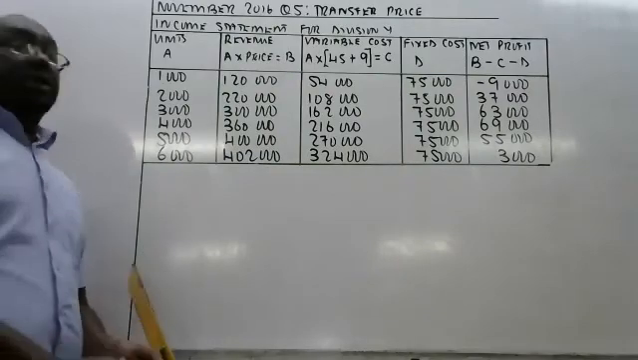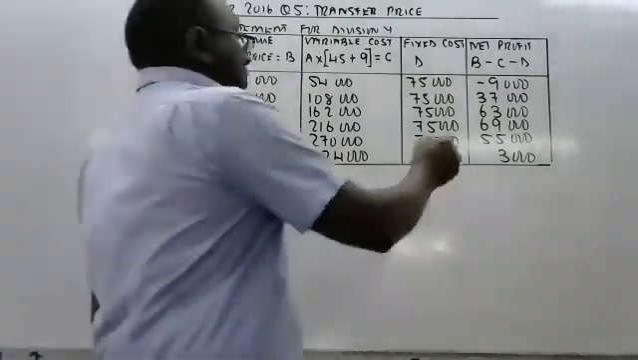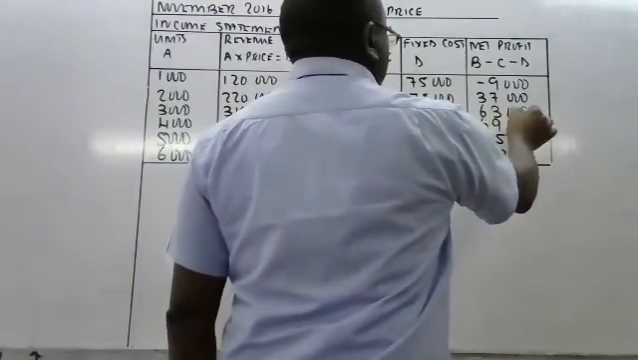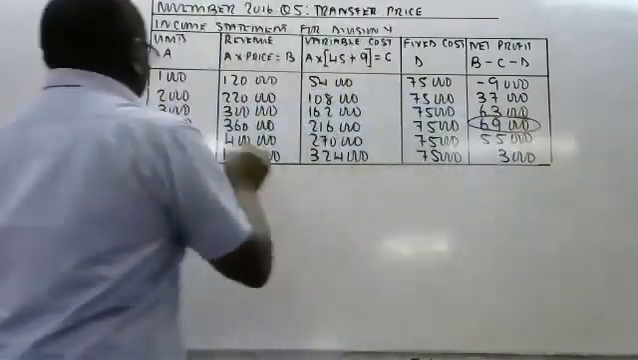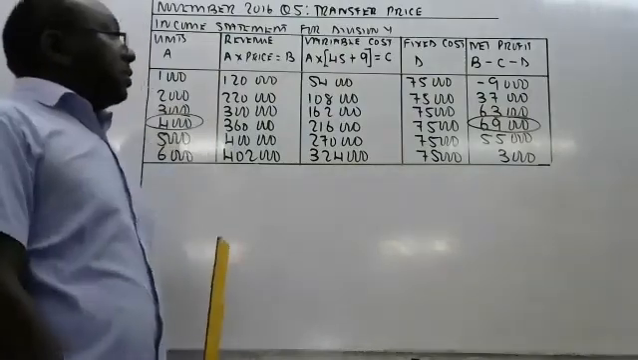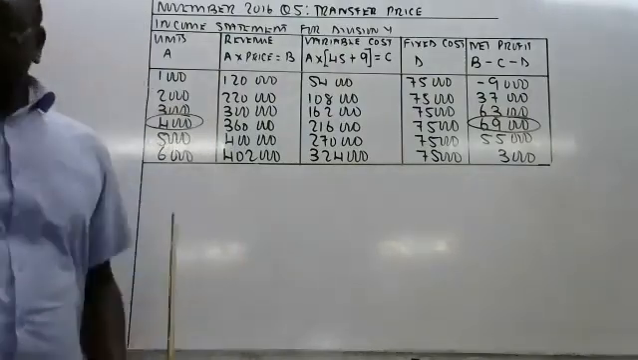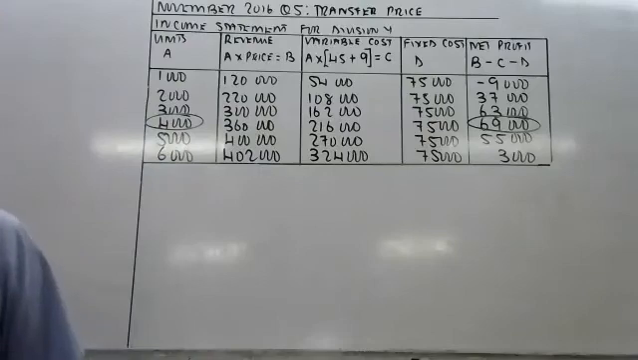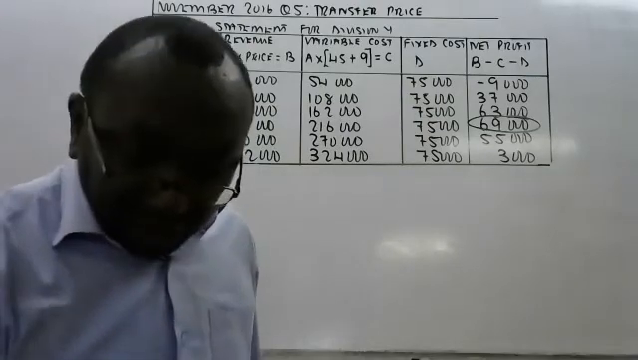So the one that will maximize the profit is this one. This is 69,000. So that means they will prefer to make 4,000 units.